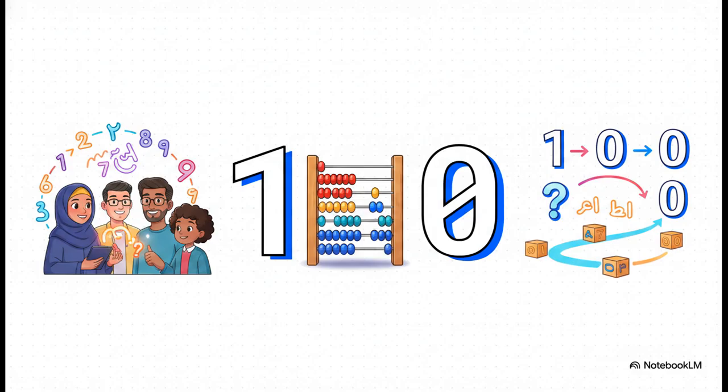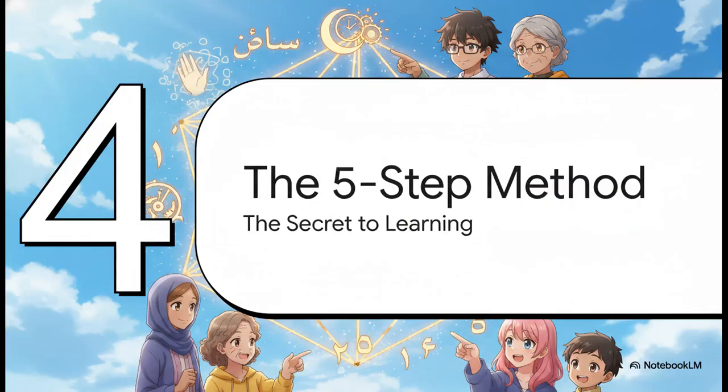The secret to reaching 100 is visual recognition, specifically learning to distinguish between the placeholders for the ones column and the tens column. Once you grasp that simple pattern of how numbers combine, actually counting to 100 becomes a smooth, predictable process rather than just a painful exercise in rote memorization. Which brings us to Section 4, the 5-step method, the secret to learning.